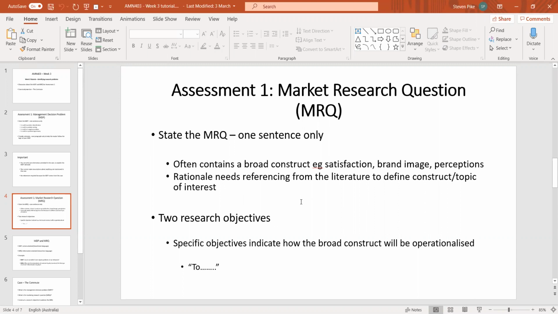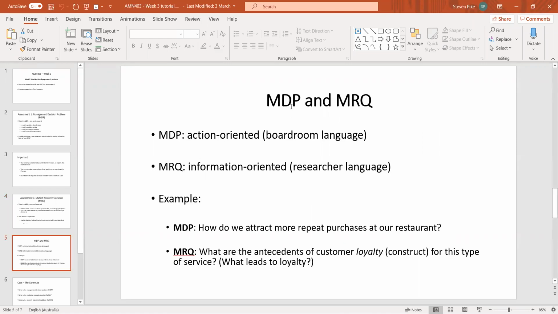So there's no perfect wording for these objectives that we're looking for. So they are worded quite differently. The MDP is boardroom language. It's action orientated. They've got a problem. There could be an opportunity.